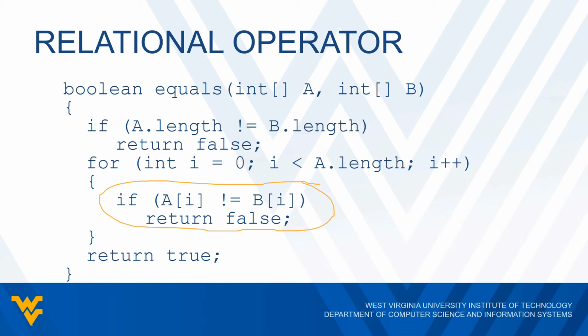We compare each element, and if we find a set of elements in A and B where their respective indices do not have the same values, then that means we know the arrays are different and we can immediately return false. Now if we go through this entire array and we get to the end and all the values were the same at their respective elements, then we would just simply return true because, well, there are no differences. So they are the same elements, so they're the same arrays.